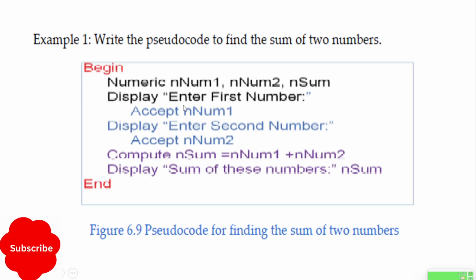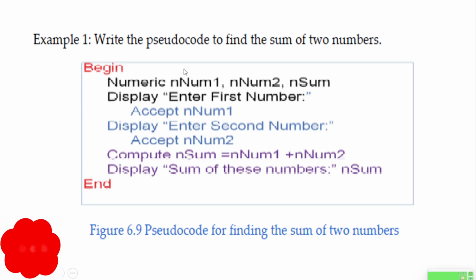Enter the first number, as an output. Then accept num1, which is an input in the flowchart. Display enter the second number, in a parallelogram as an output, and in a parallelogram as input, accepting num2. Then in case of computing or processing, we use a rectangle: compute sum, which is equal to num1 plus num2. Then giving an output using a parallelogram, display the sum of these numbers, and sum. And we have used sum in the flowchart.